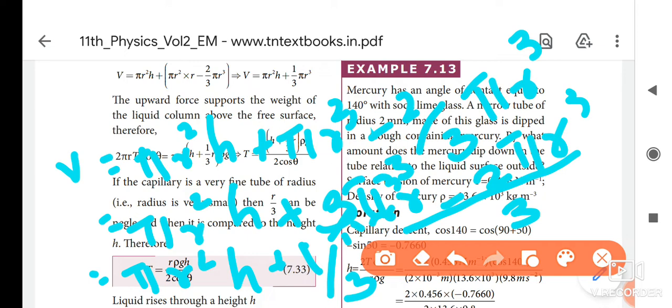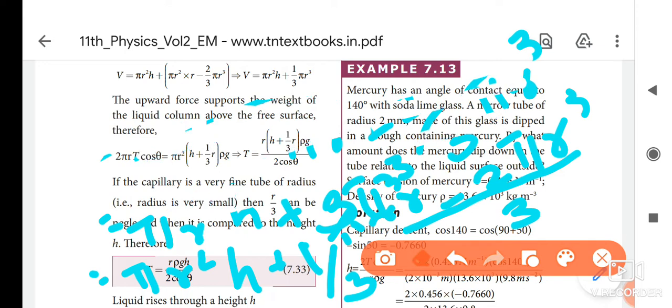Have you all understood? So finally we get the value V is equal to pi r squared height plus 1 by 3 pi r cube. Here, pi r squared height plus 1 by 3 pi r cube. Have you all understood? Okay, next.